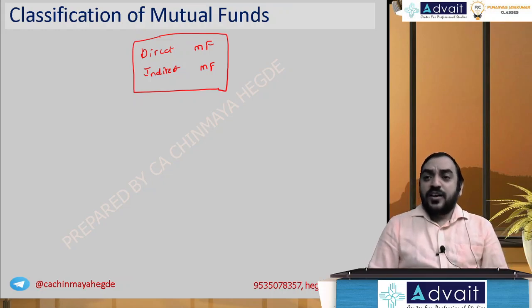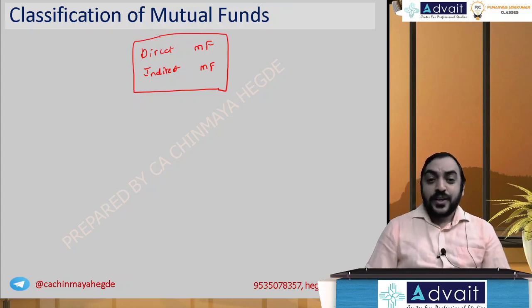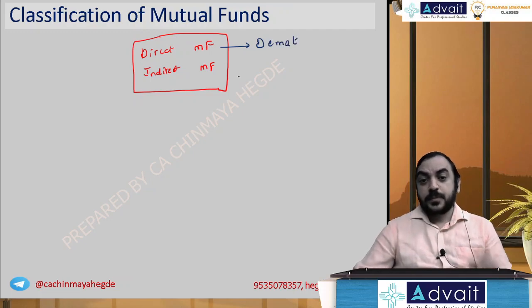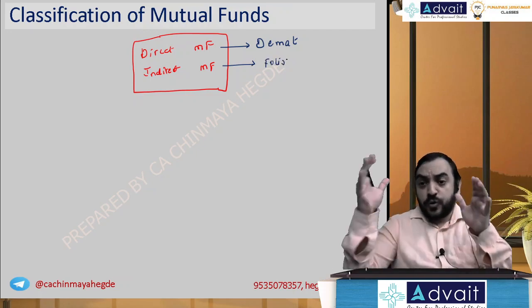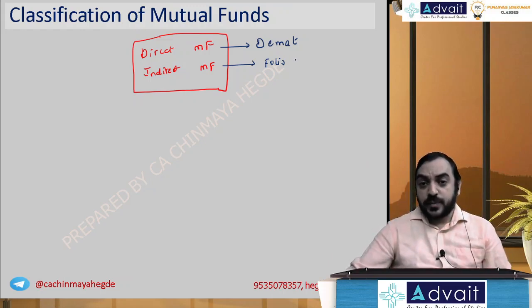I'm sure you would have watched the advertisement, mutual fund sahi hai. But you never see the difference between direct mutual fund and indirect mutual fund. That is important. So what is direct mutual fund? It is like investing through a demat account. Direct mutual fund requires a demat account. Indirect mutual fund is a folio method. It will have a folio allotted to you. It's a folio management method. You don't require a demat account.